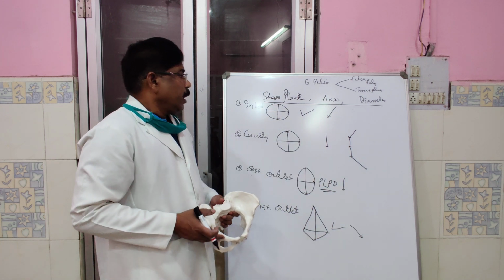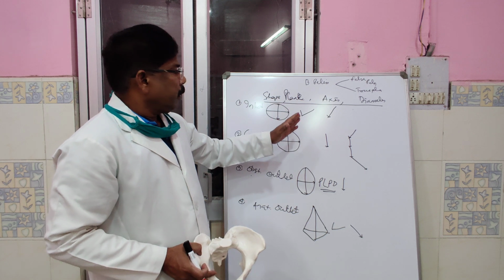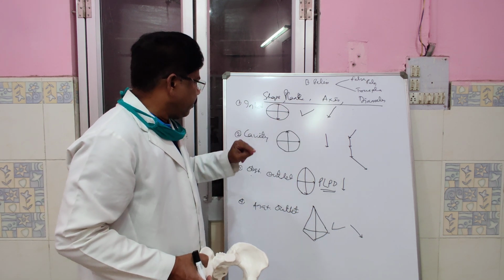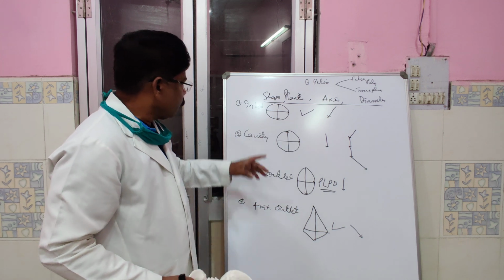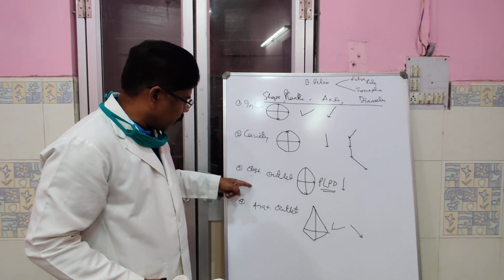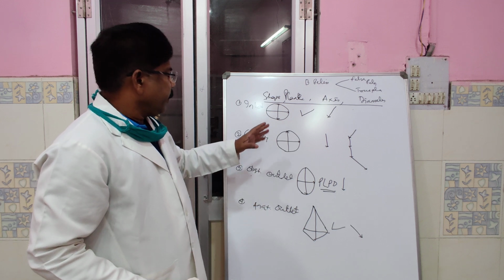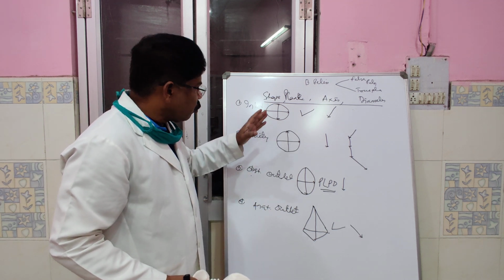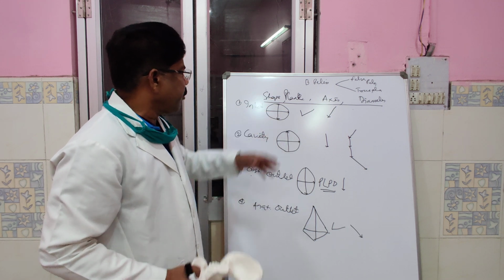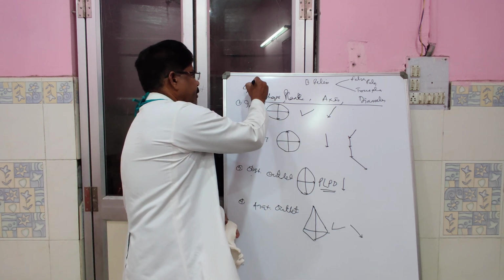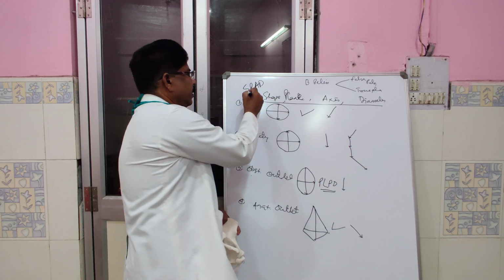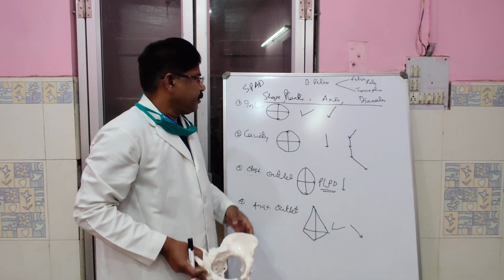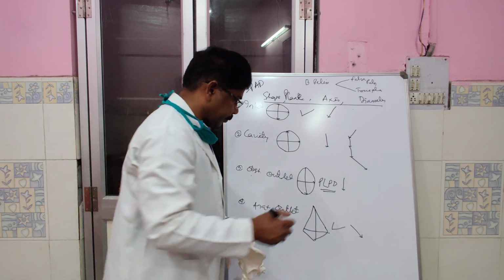So to know the nitty-gritty of the pelvis, it can be divided into four parts. One is the inlet, cavity, obstetrical outlet and the anatomical outlet. And all the four things have to be studied in detail in the form of SPAD. SPAD means S for shape, P for plane, A for axis and D for diameters.